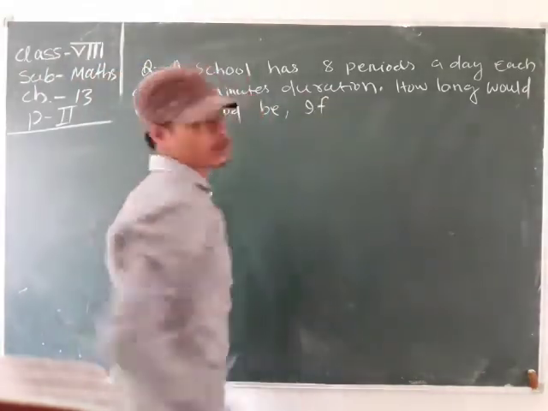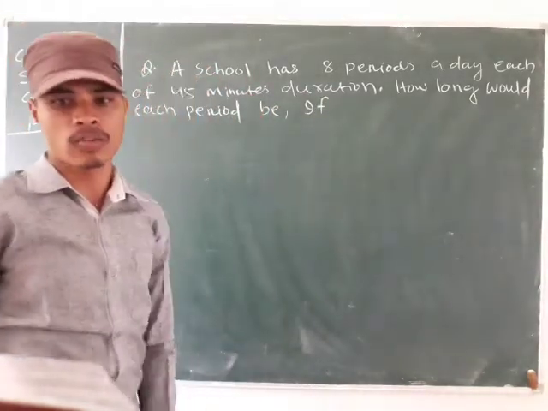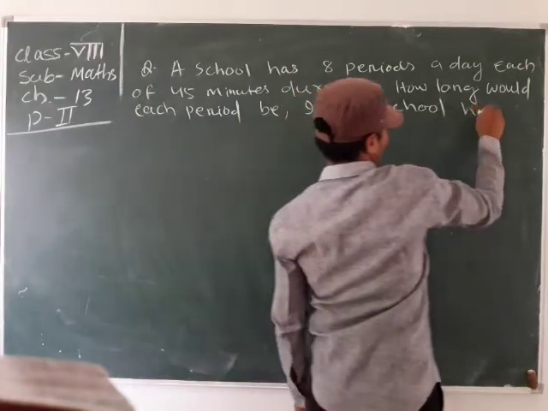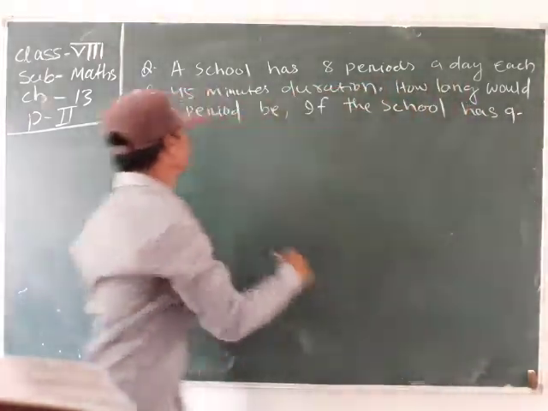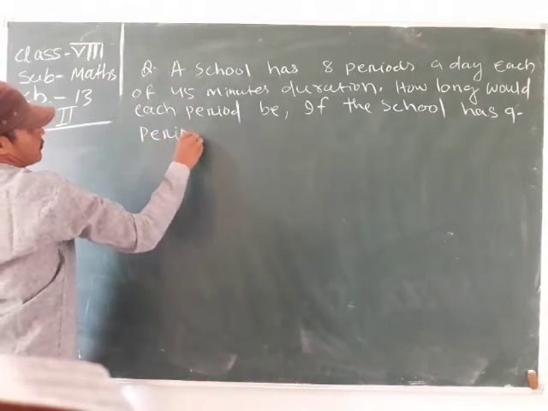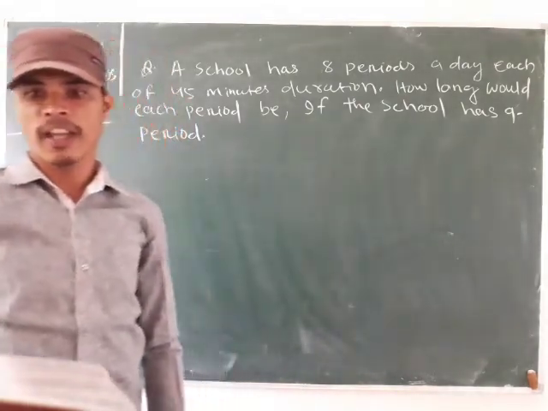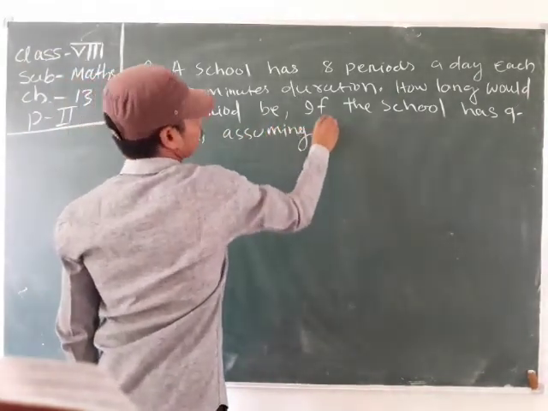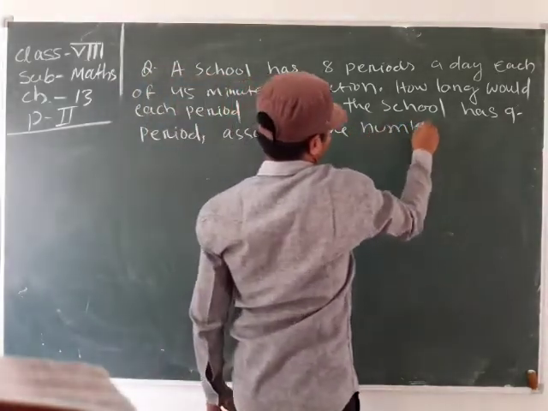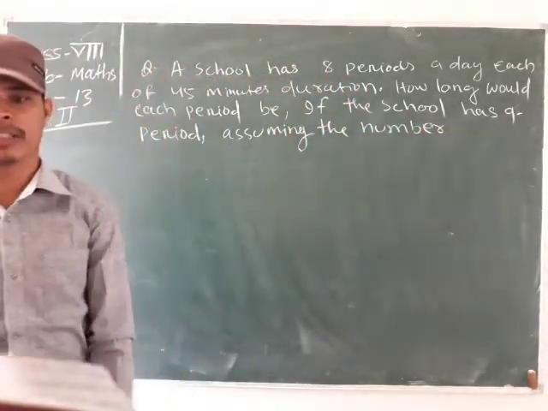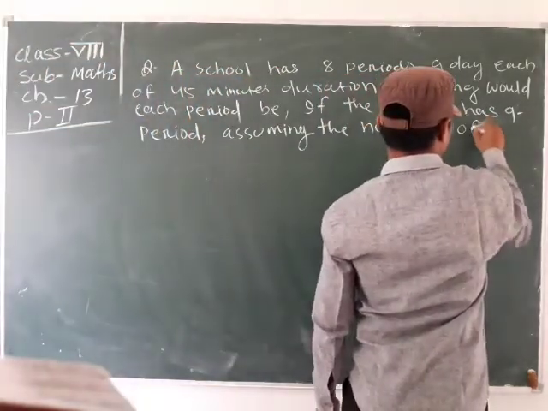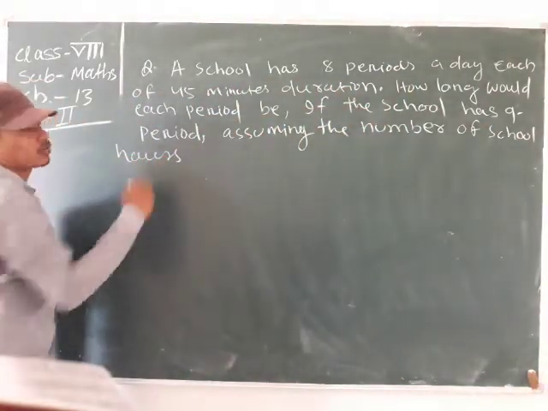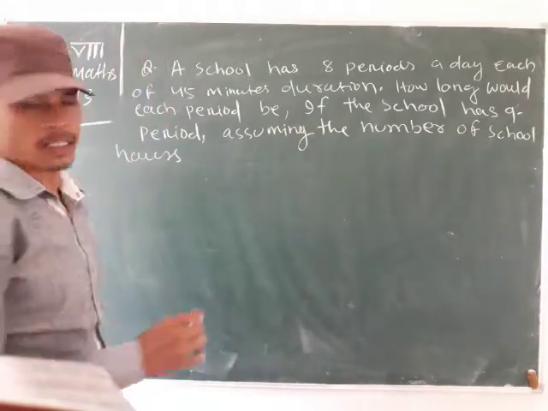if the school has 9 periods, assuming the number of school hours to be the same?